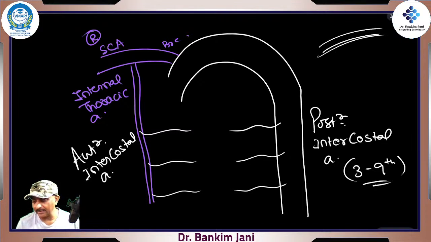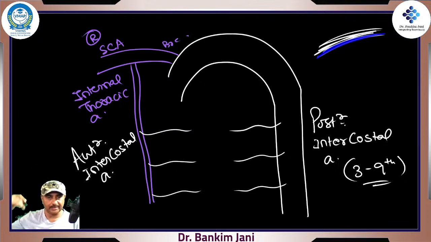If this is the rib, we have seen that just at the lower portion there is a groove through which those intercostal vessels run: vein, artery, nerve; vein, artery, nerve. So these arteries are running over there.